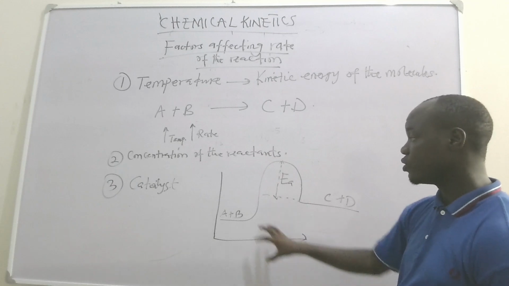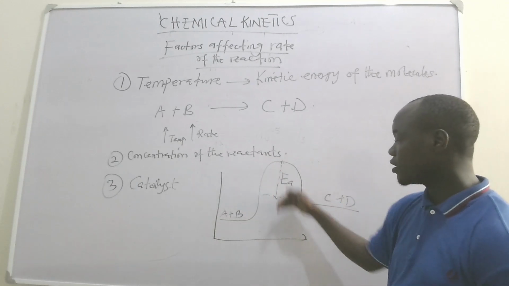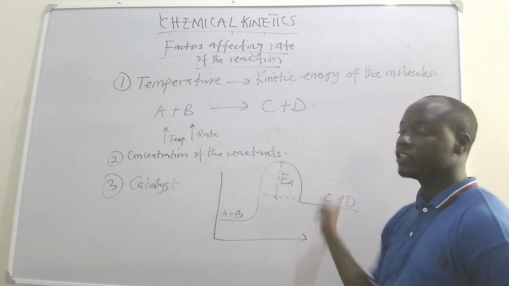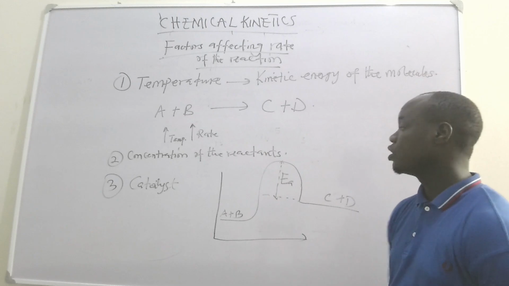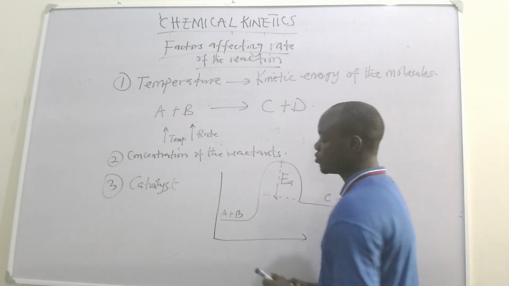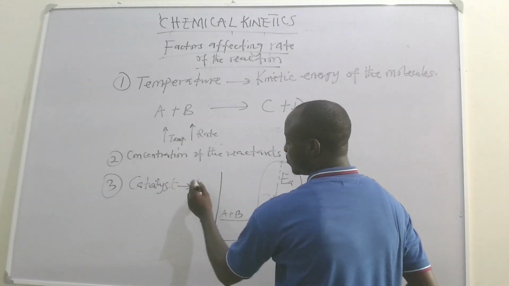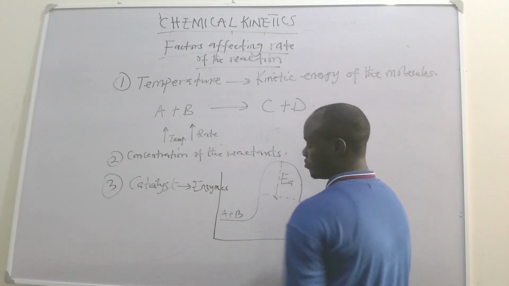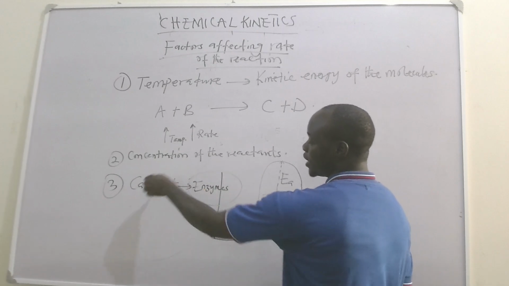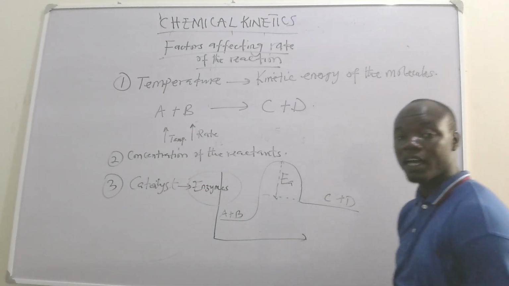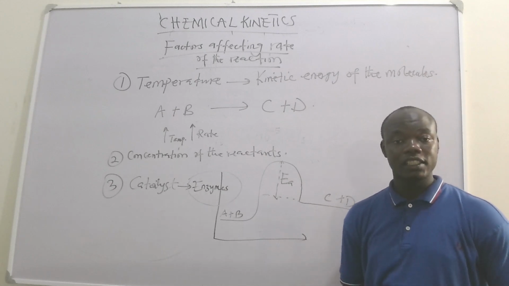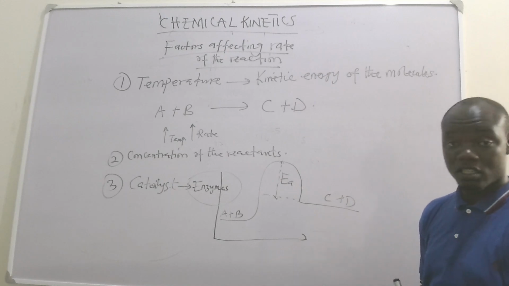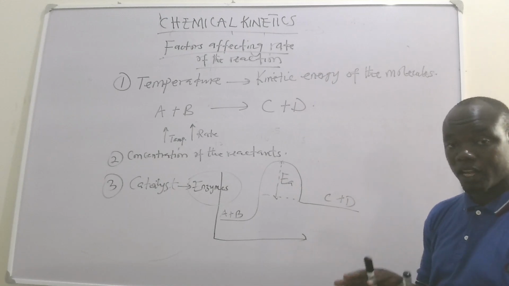So that is what happens. Catalysts reduce the activation energy, and once the activation energy is reduced, the reaction will proceed. A typical example of catalysts is enzymes that usually act in living systems. Enzymes are organic catalysts that speed up the rate of reaction by decreasing the activation energy. That is what enzymes do during the course of the reaction if you add them.